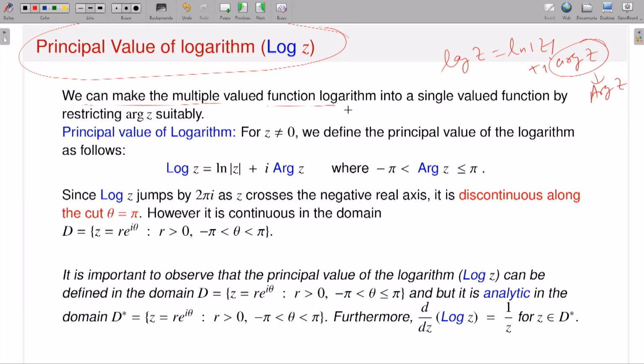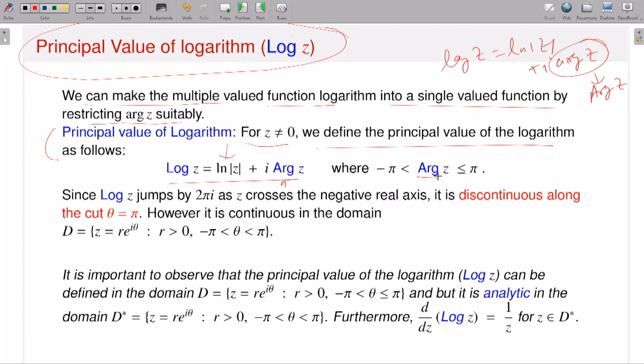So we can make the multivalued logarithm into a single valued function by restricting small arg suitably. This is the principal value of logarithm. That means for z non-zero, we define the principal value logarithm as capital Log z. This is ln of mod z, which you keep as it is. Now small arg you replace by capital Arg. I have already talked about what is the small argument and what is the principal argument. The small argument is a set of values; the principal argument means you take one value which lies between minus pi and pi. So z goes to the principal argument of z, or capital Arg of z, which is a single valued function.